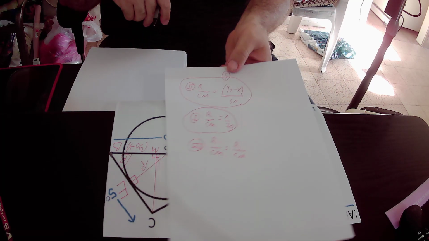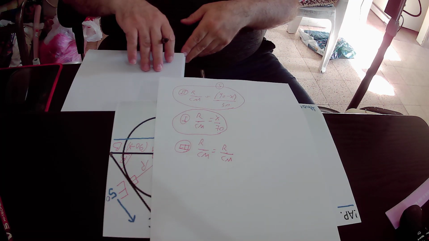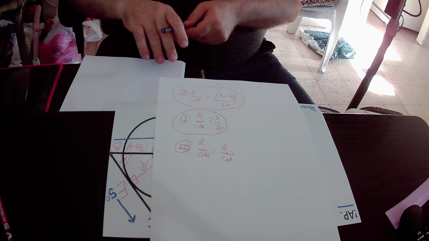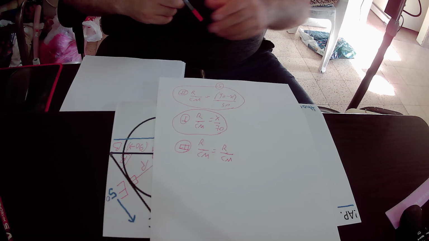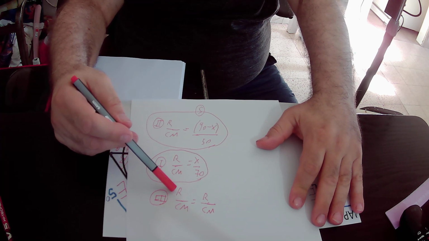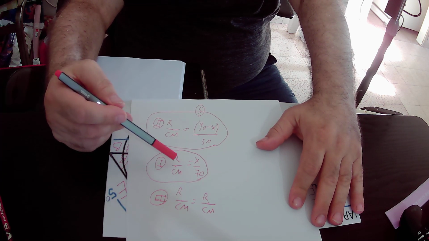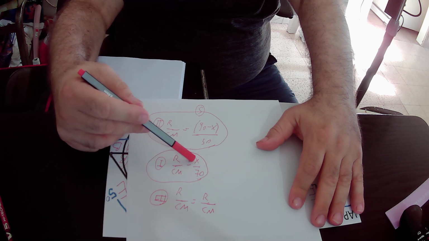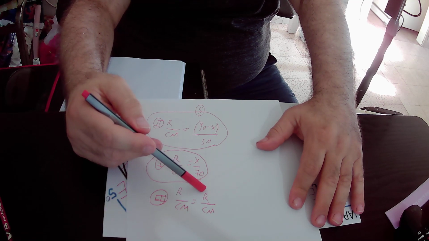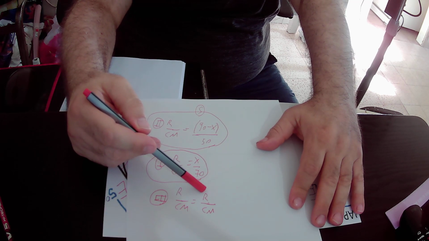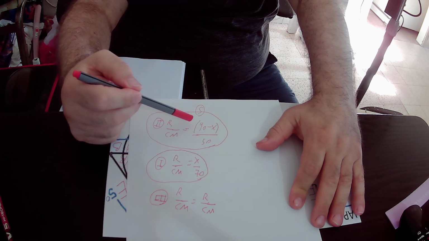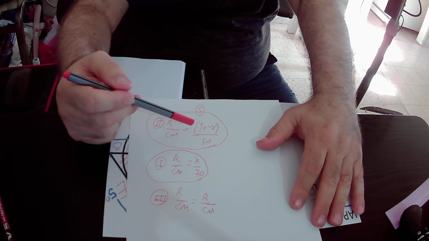So the third equation is that R over Cm equals R over Cm, and in the next step we will substitute the value of R over Cm by the value of R over Cm from the first equation, that is to say x over 70, and then in this side of the equation we will substitute the value of R over Cm by the value of R over Cm from the second equation, that is to say 90 minus 6 over 50.